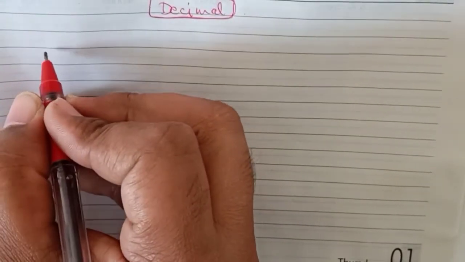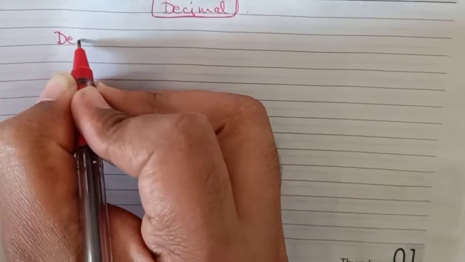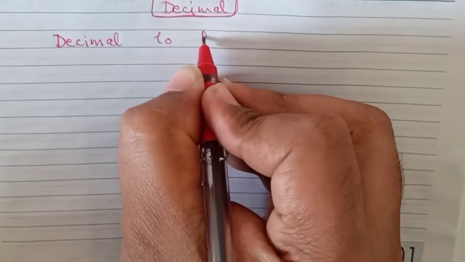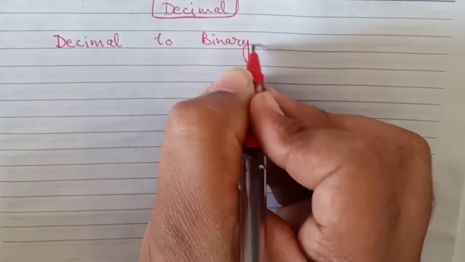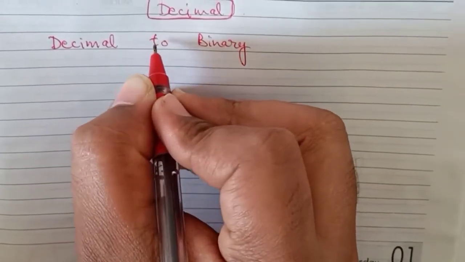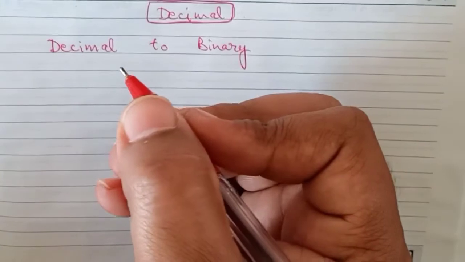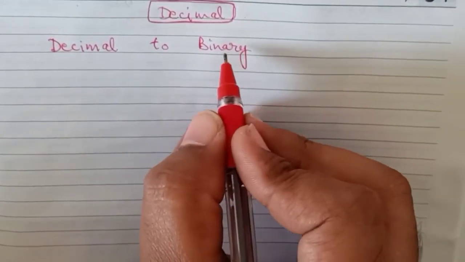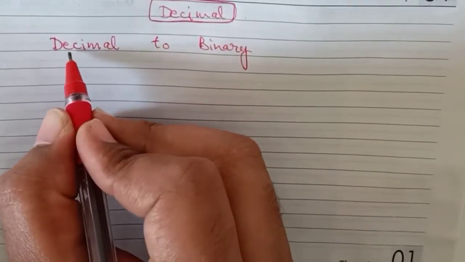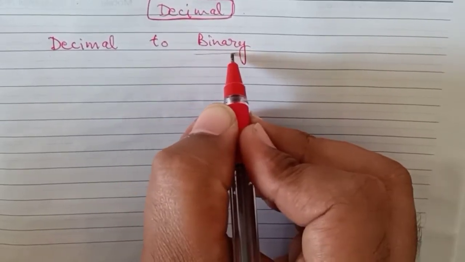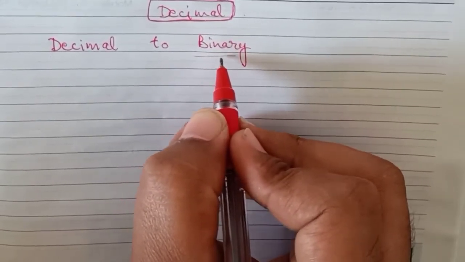So the first conversion which we will take is decimal to binary. We will see how we can convert a decimal number into binary easily. We will see how we can convert a fractional decimal number into a binary number. Before we start, you should remember that decimal has the base of 10 and binary has the base of 2. Base is also known as radix.